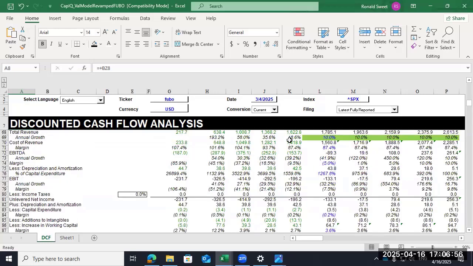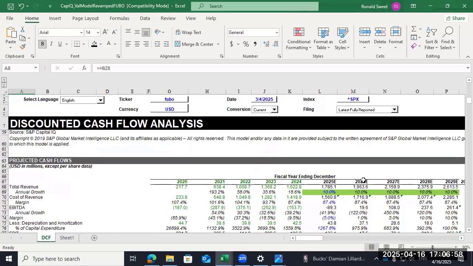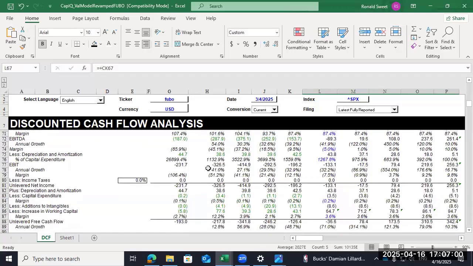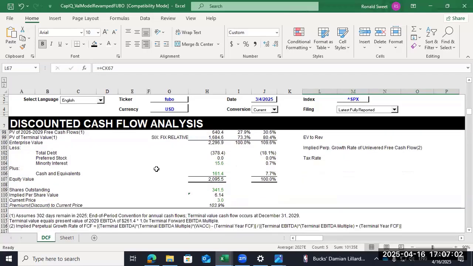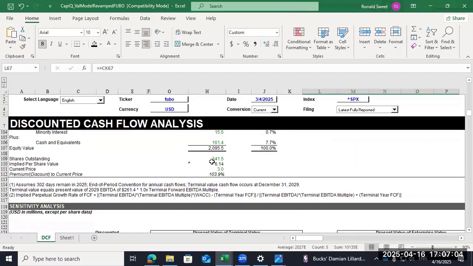It's got a lot of stuff to it, but this is a pretty typical model where they forecast out 5 years. And then they use relative value analysis to get the value of the stock. So you can see here, they came up with the value of $6. The current price is $3. So it's trading really cheap to where it should be.